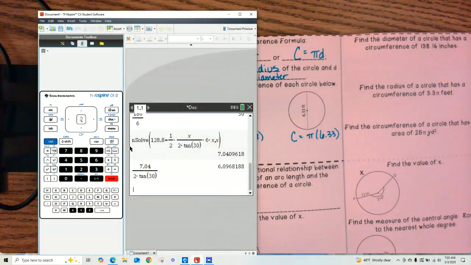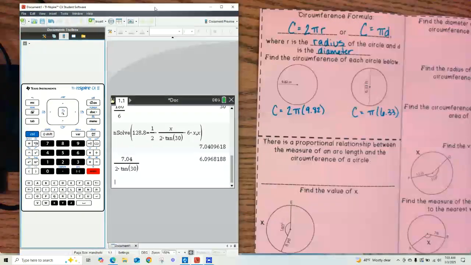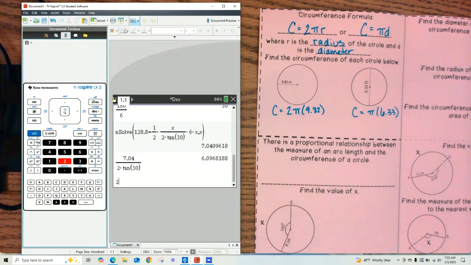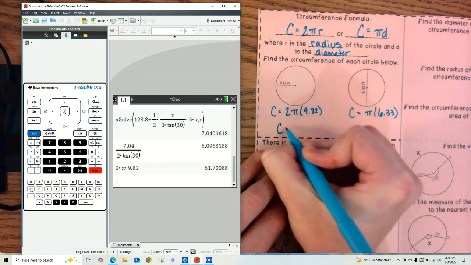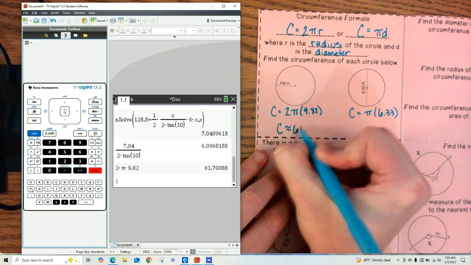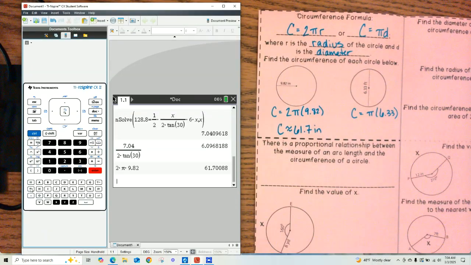So in your calculator, get all this scooted where we can see it. All right, 2, and then the pi key is right here underneath those double E's. And so if we round, let's do one number after the decimal here. Circumference is about 61.7 inches. Circumference is just inches. We don't have to square it or anything like that.